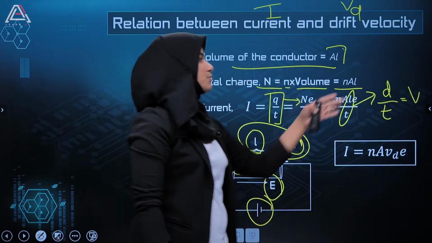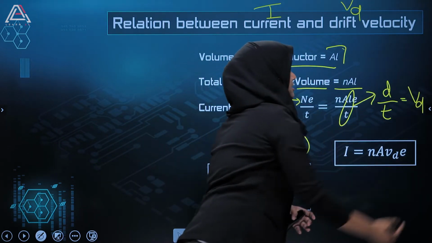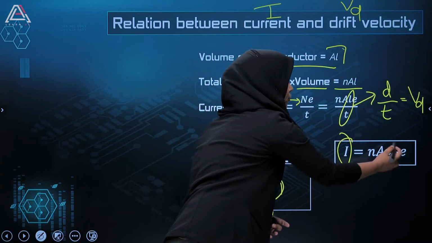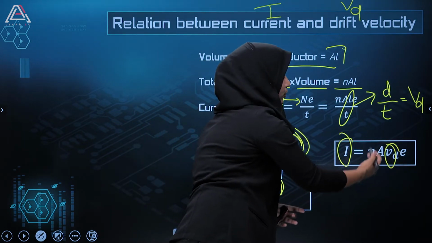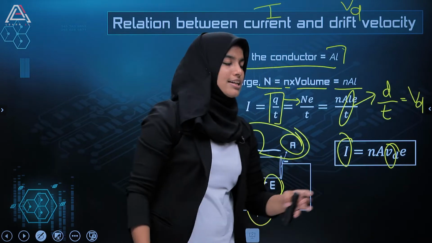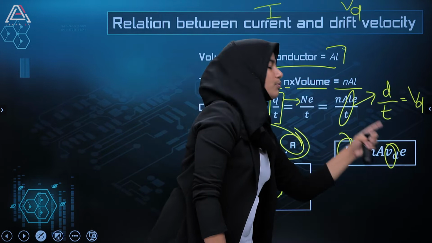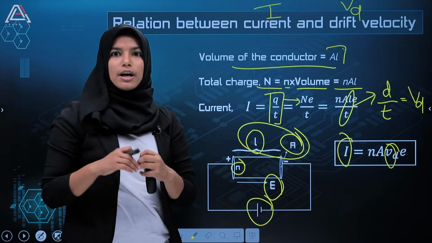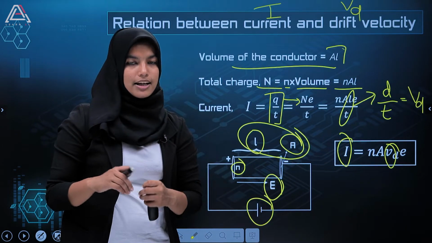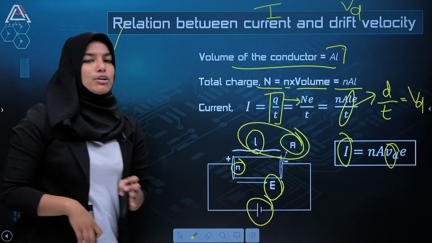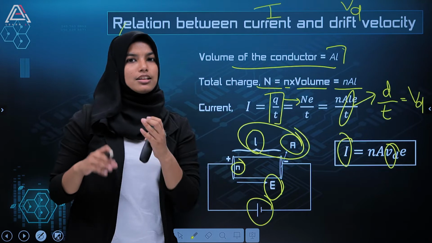So instead of distance by time, I can write it as drift velocity, and the relation between the current I and Vd is I is equal to nAVdE, where n is the number of charges, A is the area of the conductor, Vd is the drift velocity, and E is equal to 1.6 into 10 raised to minus 19 coulomb. So that is the relation between current and drift velocity. Very important relation, need to learn.